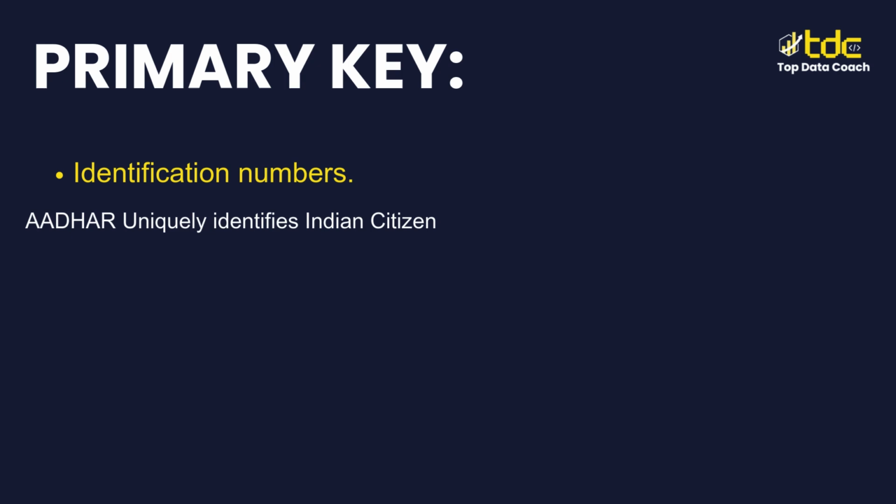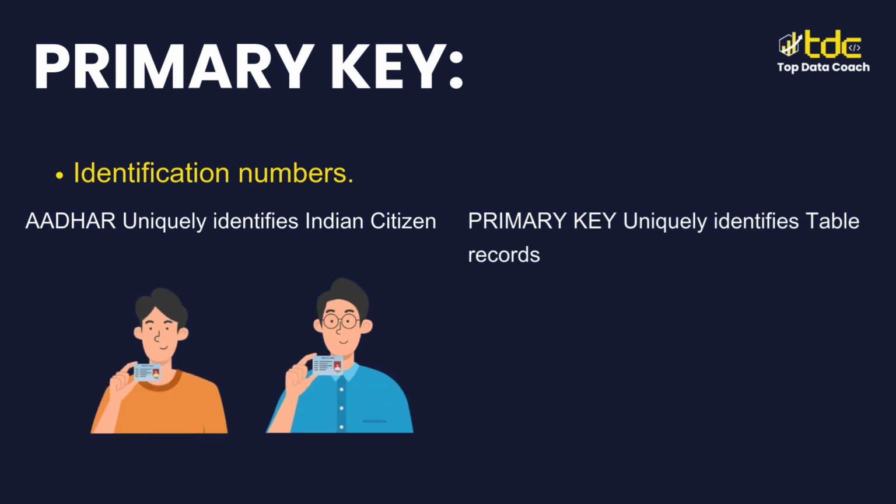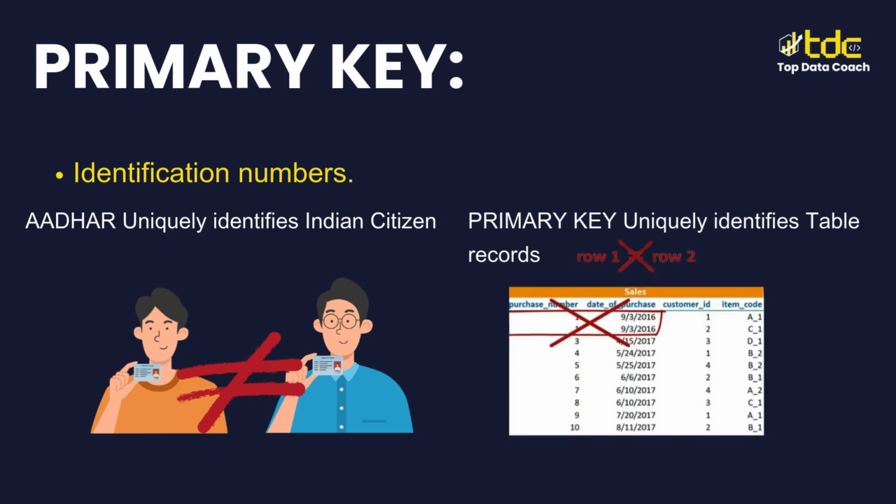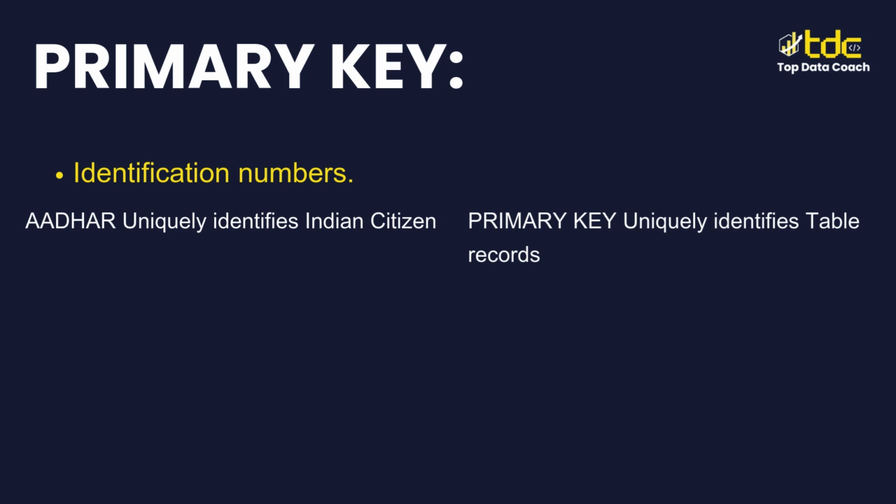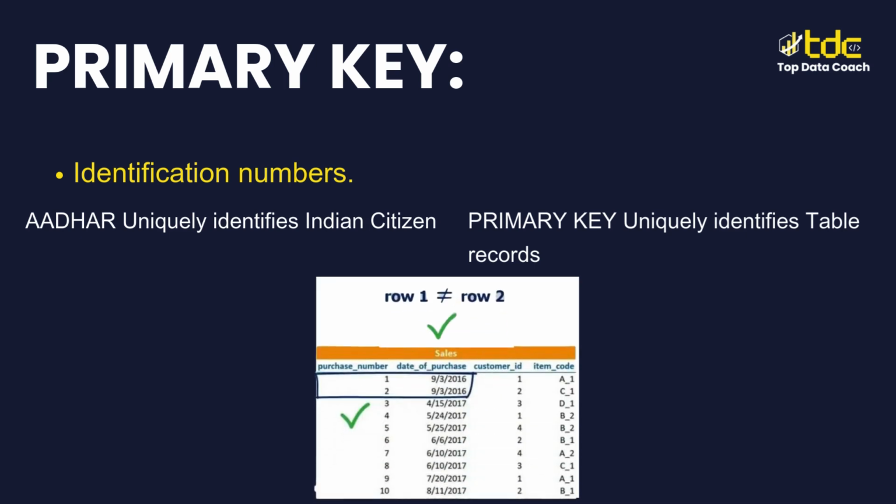Aadhaar number is used to uniquely identify the people of India, and primary key is used to uniquely identify the table records. No two people can have the same Aadhaar number, and two records of the same table cannot share the same primary key. The primary key ensures that each row is unique and can be reliably identified. I hope the concept of primary key is clear.